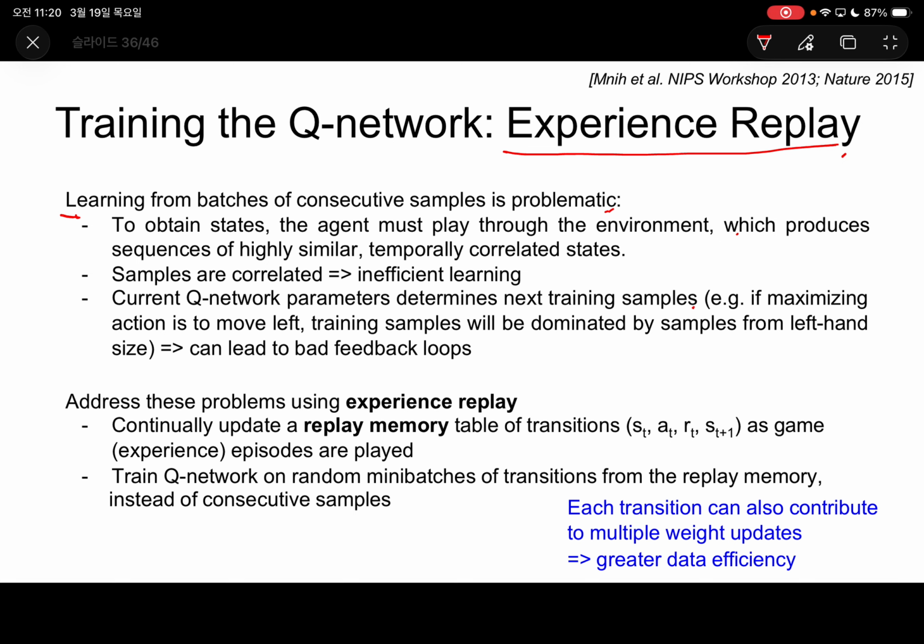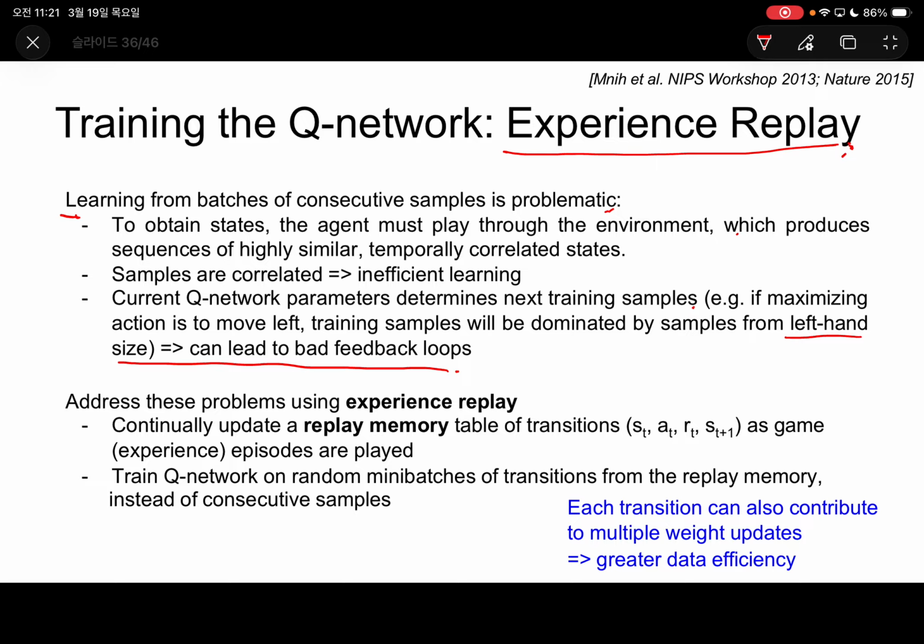So the current Q network parameters determine the next training samples. If the maximizing action is to move left, training samples will be dominated by samples from the left-hand side, which can lead to a bad feedback loop. In one sentence, the training set might be too simplified, too similar. It could lack diversity. If we just let the network play the video game, then consecutive frames in the temporal space look almost the same, so we need to make the training set more diverse. That is the reason why we need this kind of experience replay.